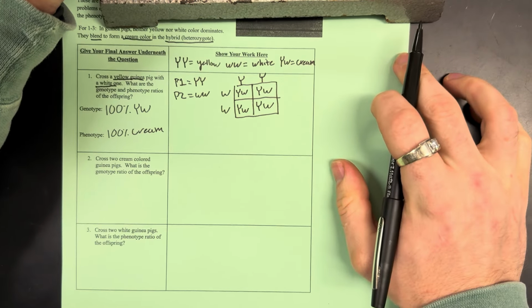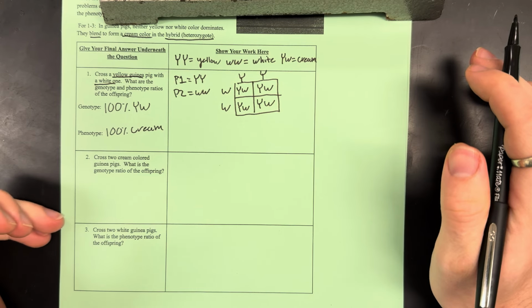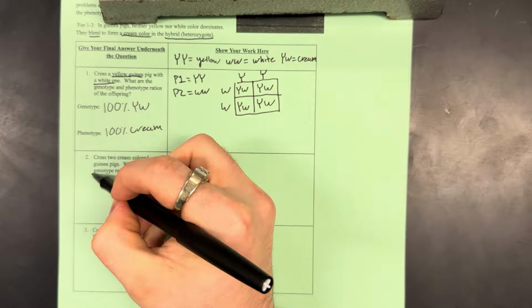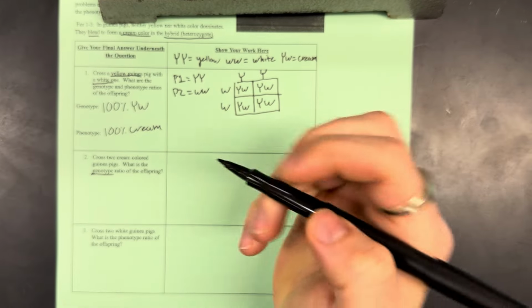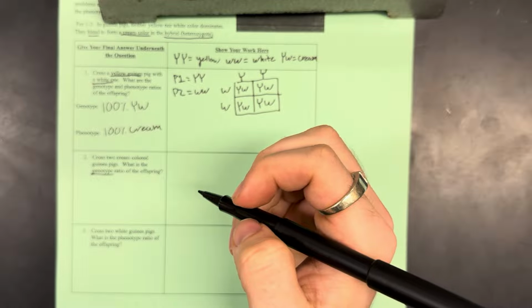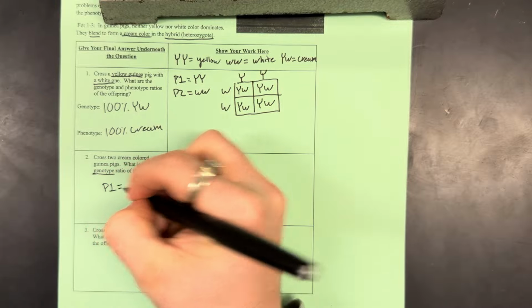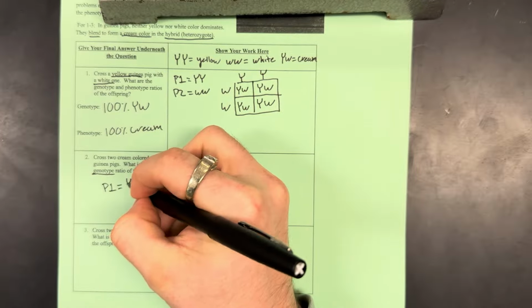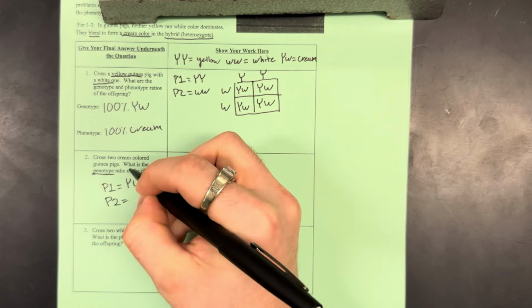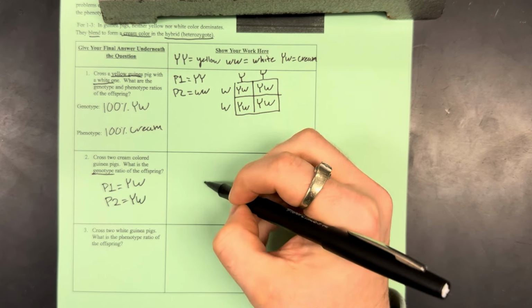Let me move the page down a little bit here. Okay, so for 2, we're crossing 2 cream-colored guinea pigs, and it's asking for the genotype ratio. So genotype, we're looking for letters. And so P1, in this instance, is going to be cream-colored, so we got YW. P2, we're crossing 2 guinea pigs that are cream-colored, so we got another YW.